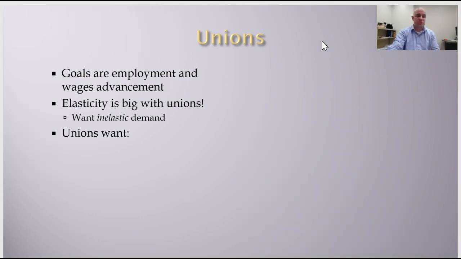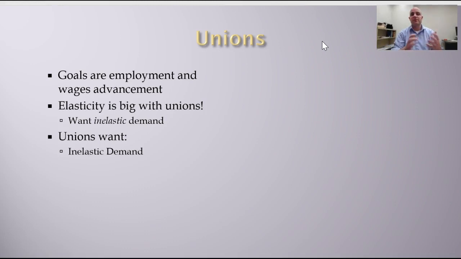So what exactly do unions want? If they want to find places that have inelastic demand, they want to find places where they have bargaining power, where the workers are important, can't be easily substituted, and have a low wage elasticity of demand.